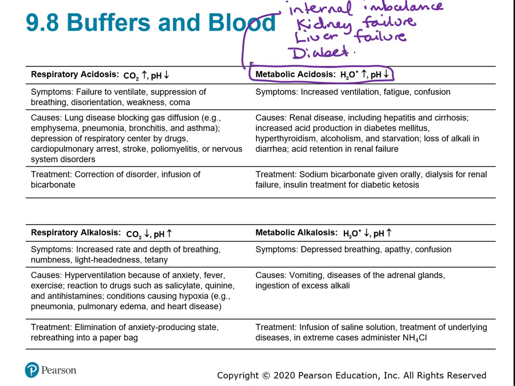Poorly managed or untreated diabetes. Because one of the byproducts of diabetes is a lot of fat breakdown, which creates those keto acids. So it can create so much acid in the blood that it can lead to acidosis. So those are really the three big ones.